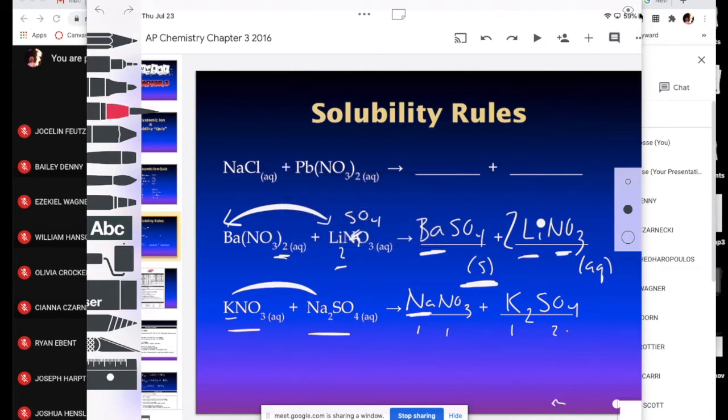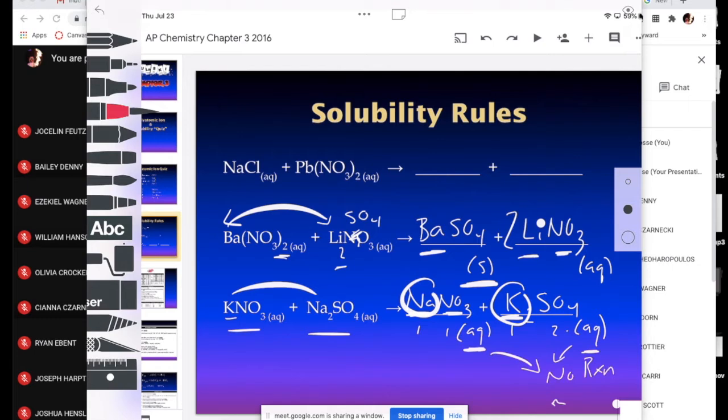You have a nitrate, alkali metal, and a nitrate, and an alkali metal. If you have alkali metals, automatically AQ and AQ. So reminder from last year, whenever you took Chem last, if you have 2 AQs, that is a no reaction.